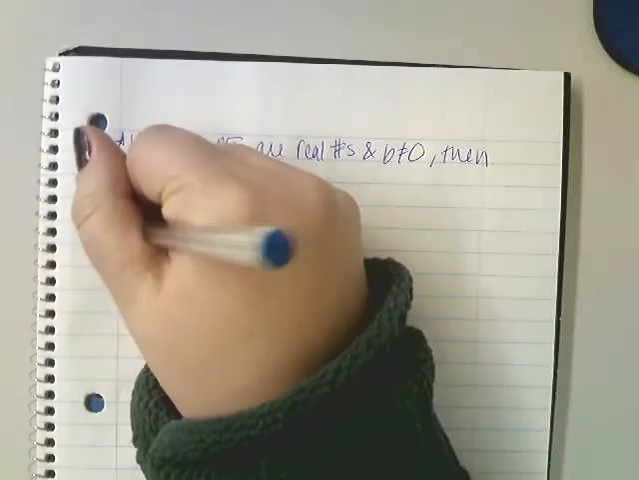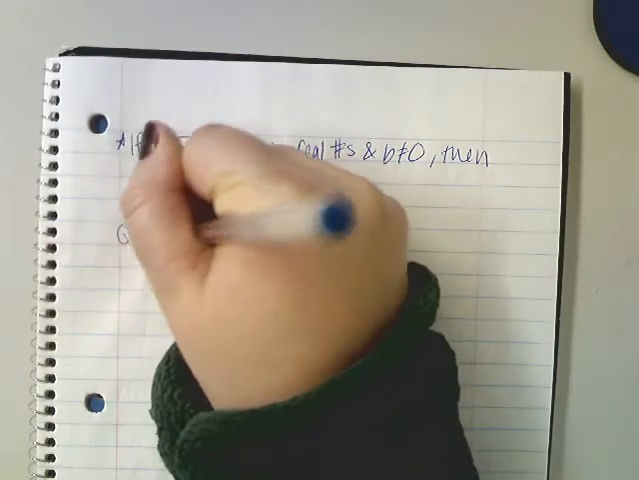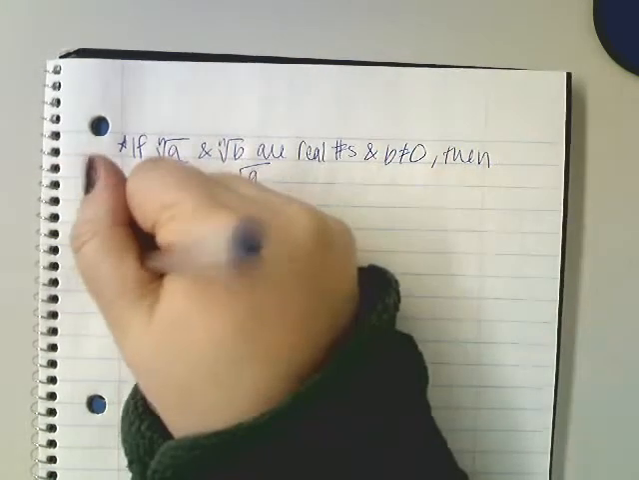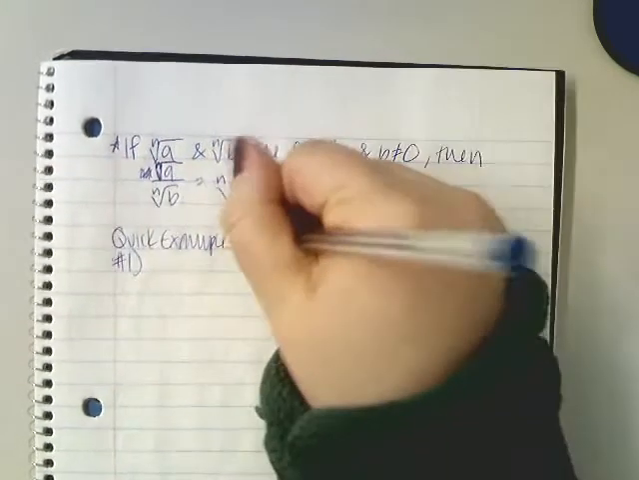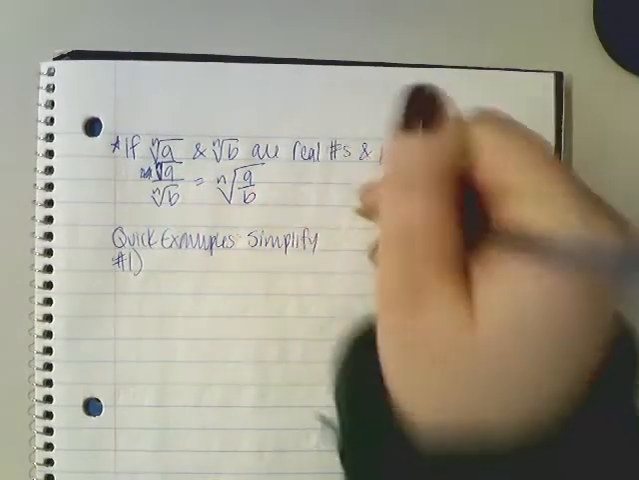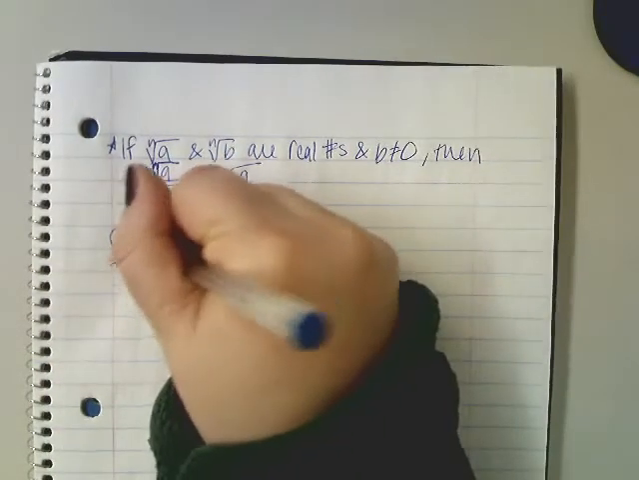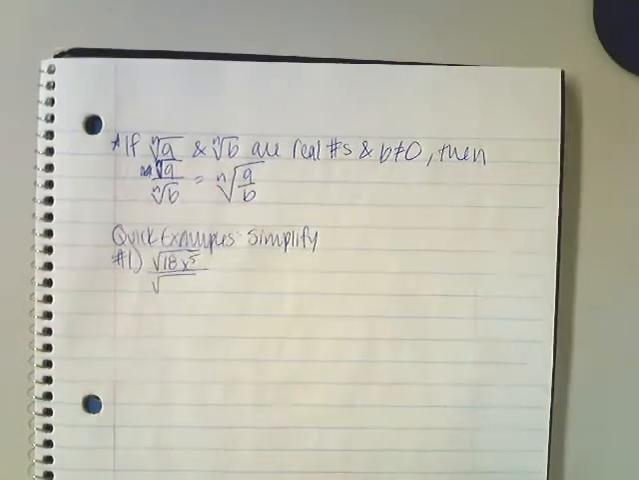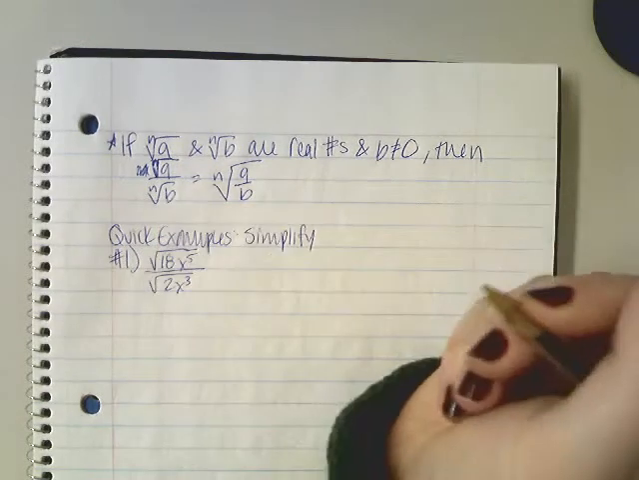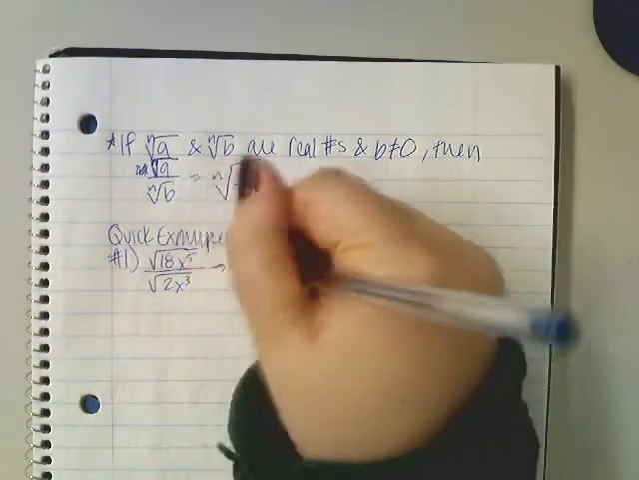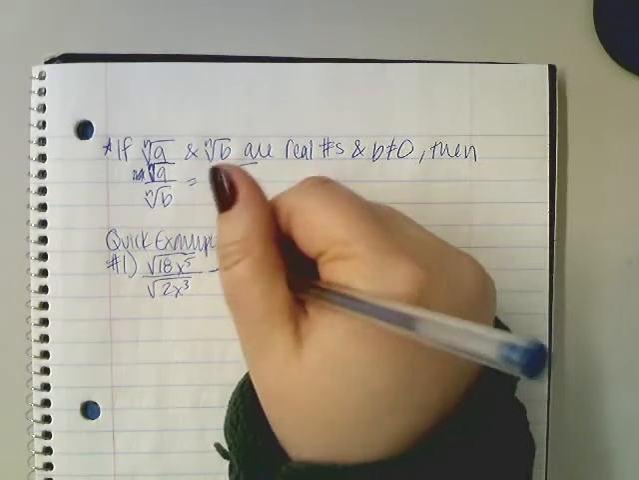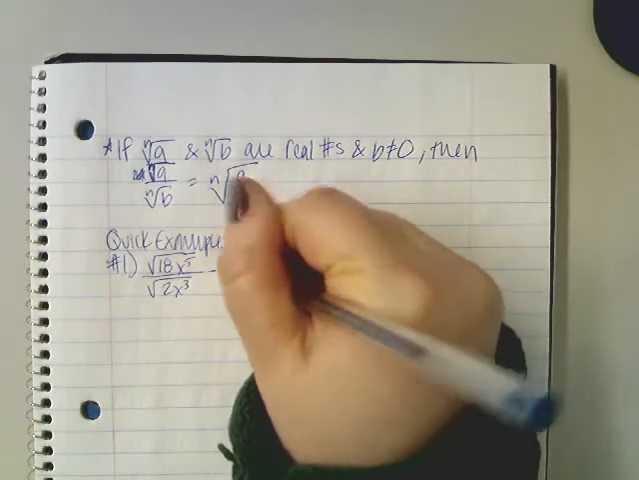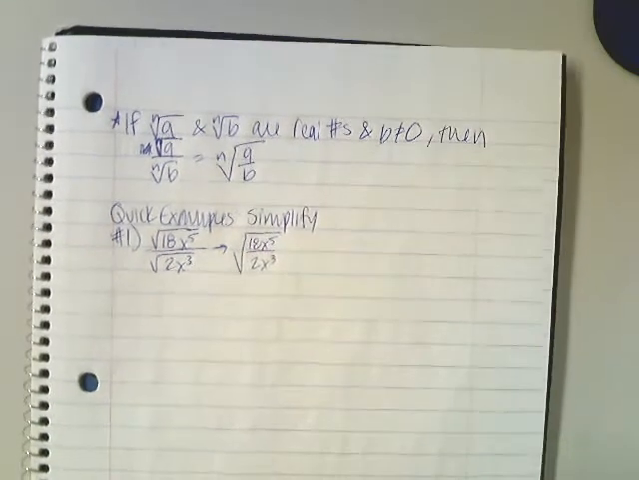So I'm again going to do a couple of quick examples. For the first one, again, I want us to simplify. I have the square root of 18 x to the 5th over the square root of 2x cubed. And when I rewrite that, I can write it all under the same root, 18x to the 5th over 2x cubed, but now it's the square root of that whole thing.